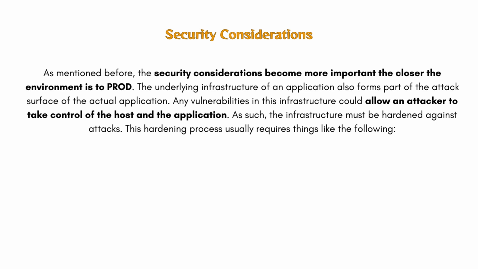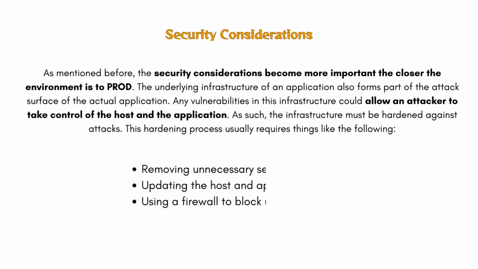Security considerations. As mentioned before, the security considerations become more important the closer the environment is to prod. The underlying infrastructure of an application also forms part of the attack surface of the actual application. Any vulnerabilities in this infrastructure could allow an attacker to take control of the host and the application. As such, the infrastructure must be hardened against attacks. This hardening process usually requires things like the following: removing unnecessary services, updating the host and applications, using a firewall to block unused ports.